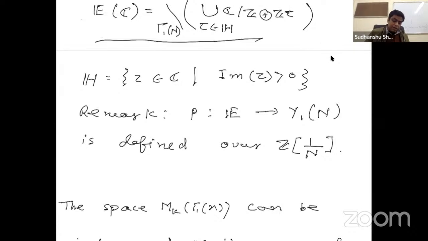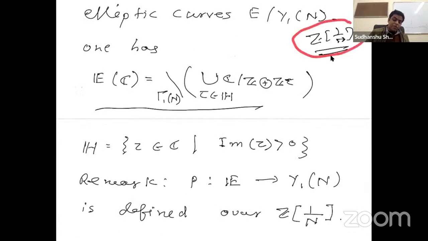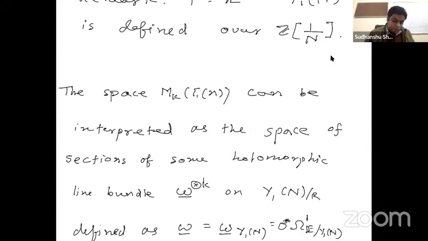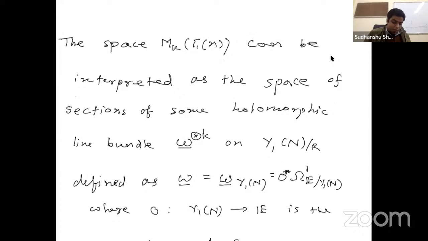As I said, this is defined over Z[1/n]. So this is what I have remarked here. Now, I have described in a way the modular curves, but what about modular forms? Modular forms can be interpreted as a space of sections of some holomorphic line bundles. The notation is omega to the kth tensor power on Y1(N). So they are line bundles on this Y1(N).